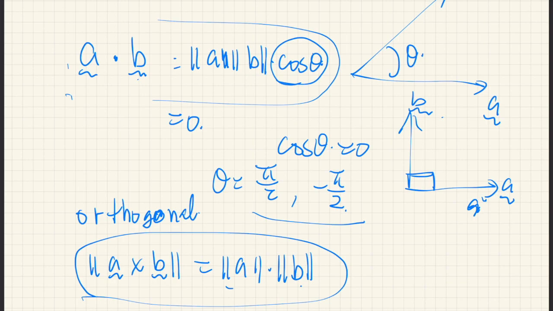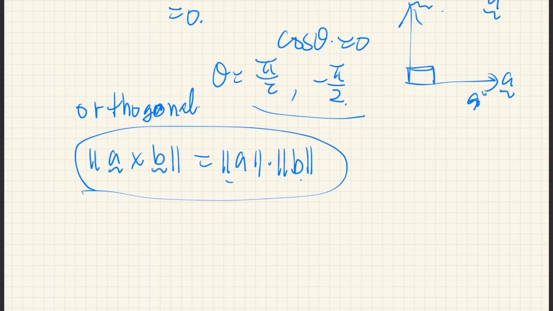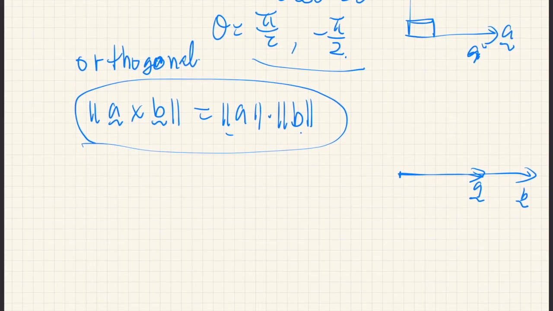So the natural question now is, what if A and B are not perpendicular to each other? So if A and B are parallel to each other, we already show that the cross product is a zero vector. So that means the length of the cross product between two parallel vectors is zero. Okay, so if A and B are something like this, A and B are parallel to each other, then the length of the cross product is just zero. Okay, then what happens in between?